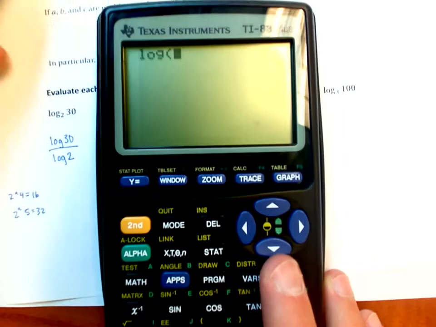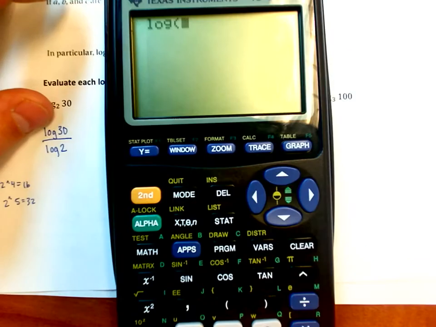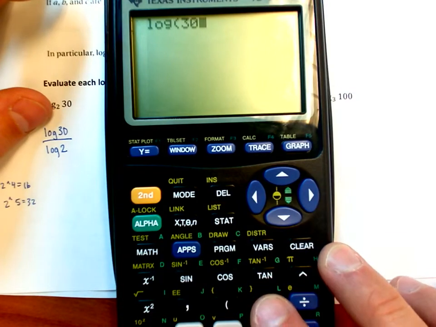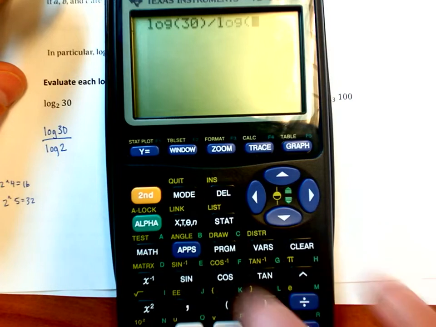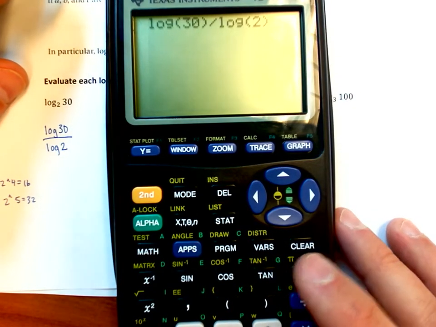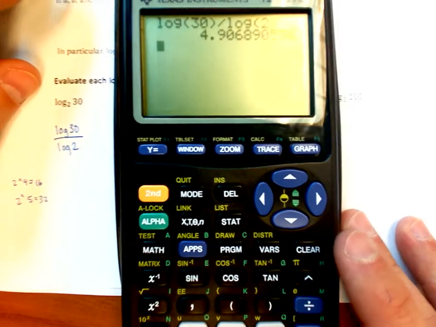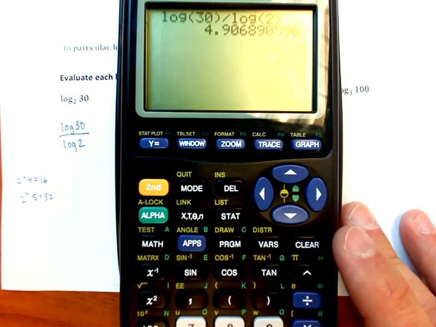Log button. Let me move it up so you can see. The log button right here of 30, divided by log of 2. And parentheses are extremely important here, and it gives me an answer of 4.9. Wow, look at that. Exactly what we thought, right? 2 to the 5th power is too big. 2 to the 4th power is too small. It's got to be somewhere between there. It's 2 to the 4.90689 power.